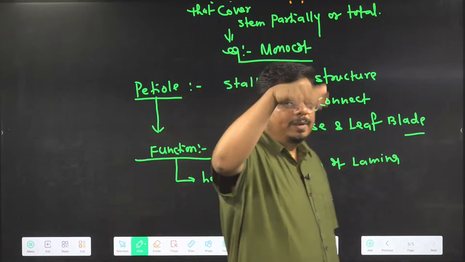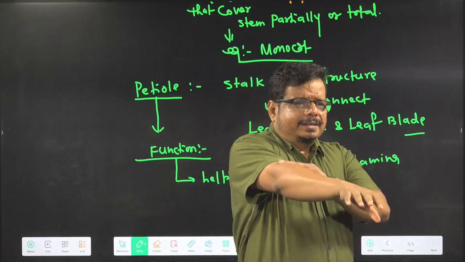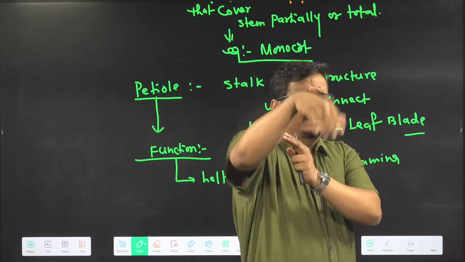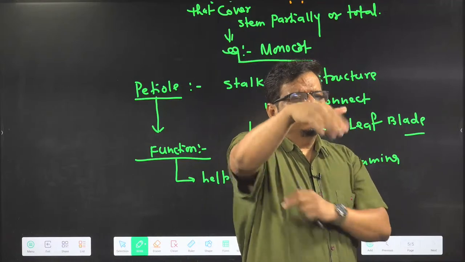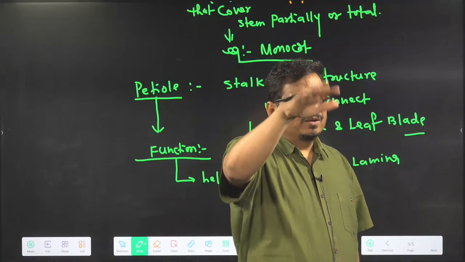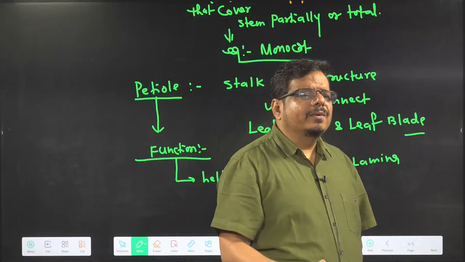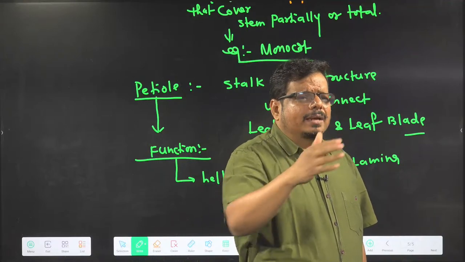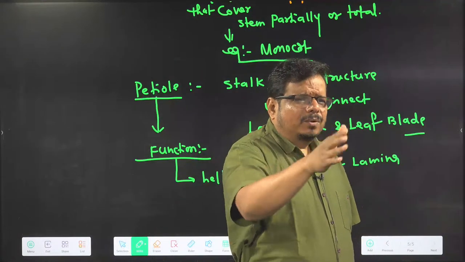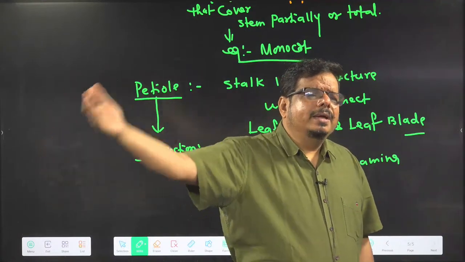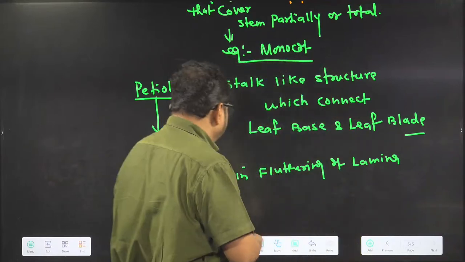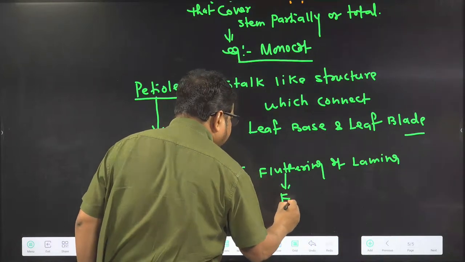If it is there, who will flutter like this? It is the petiole, no? Lamina is fluttering like this. So this fluttering helps in which one? Cooling effect. And it also removes the air from that particular local area and new air comes in. So fluttering helps for cooling effect and aeration.